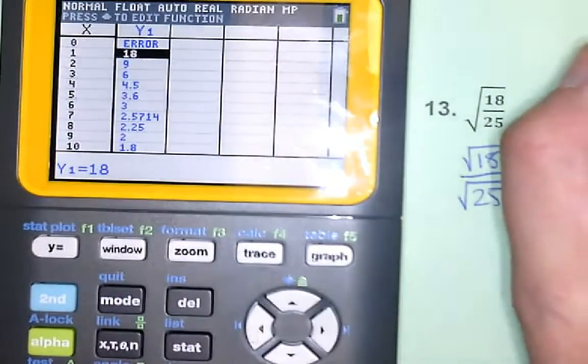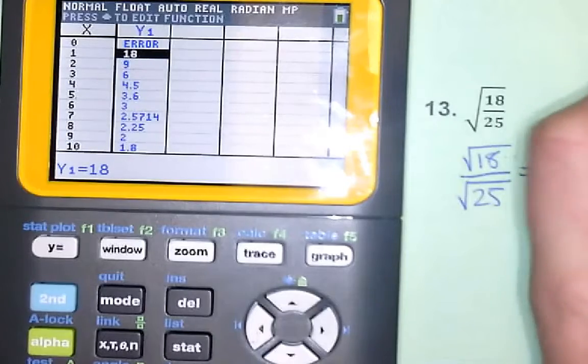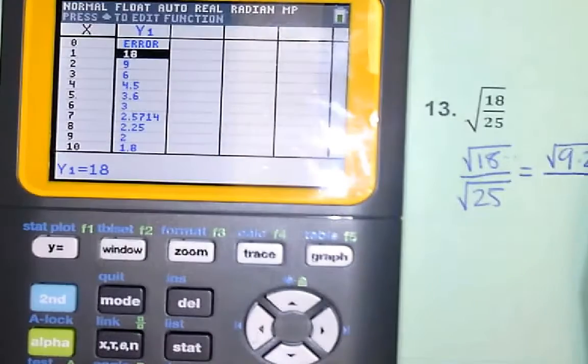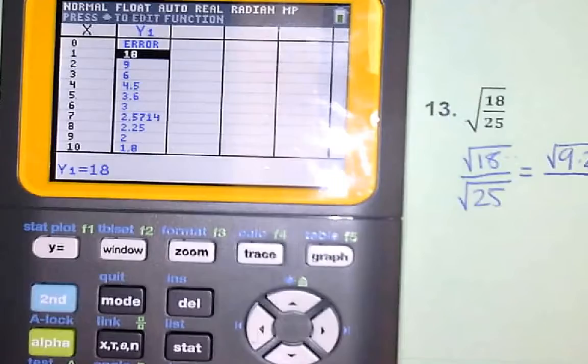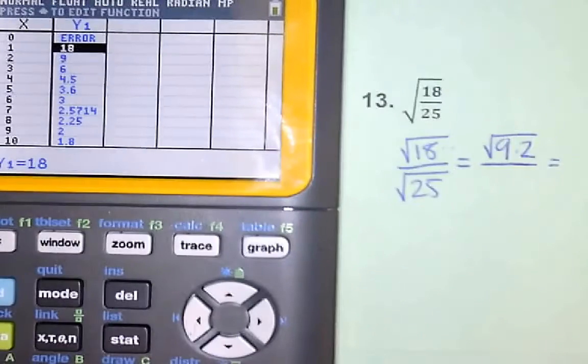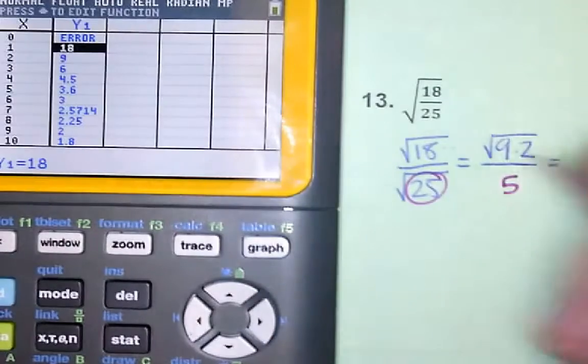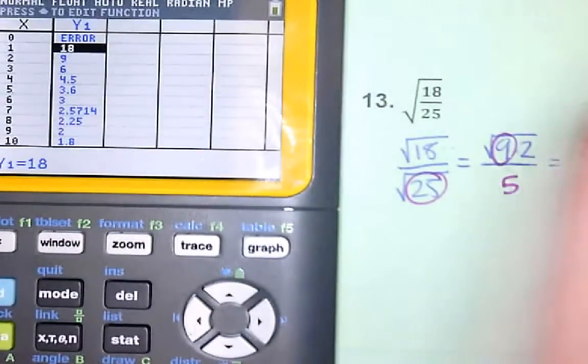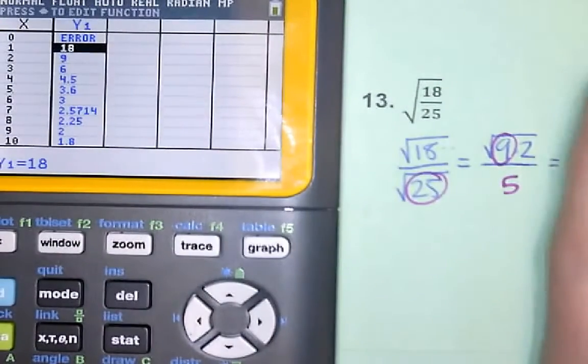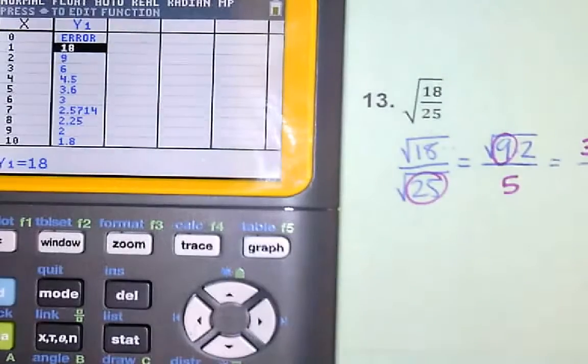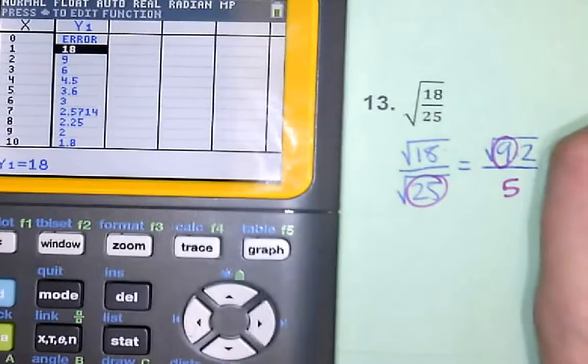So that would become, now guys, can 25 be simplified? Absolutely. It can be simplified into 5. Well, guys, the square root of 9 is 3. And our little 2 got left inside the radical. And it was over a 5. So our final answer was 3 radical 2 divided by 5.